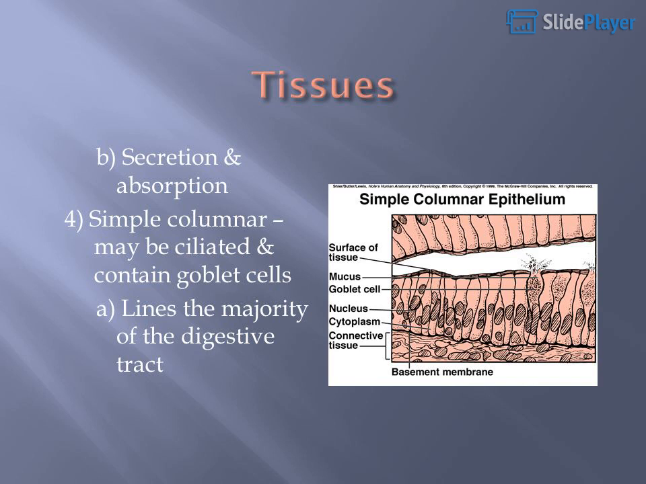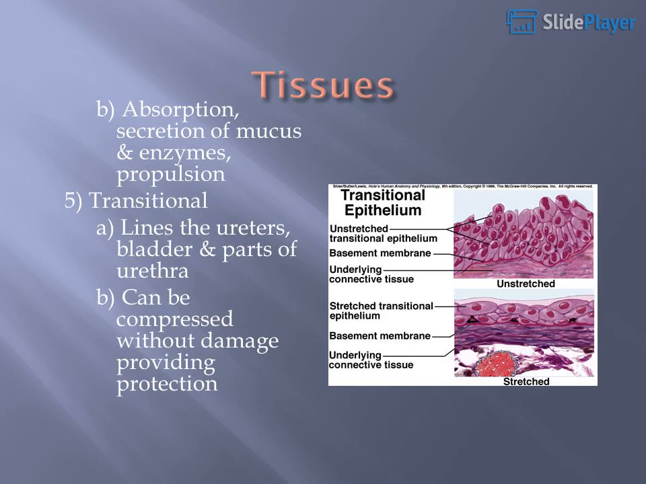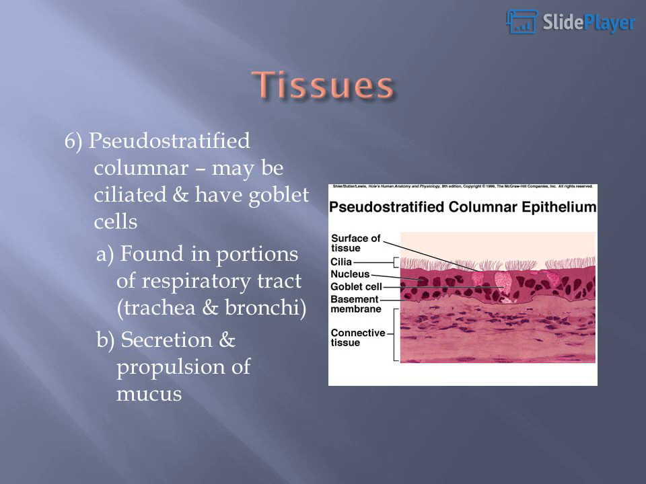4. Simple columnar, may be ciliated and contain goblet cells. A. Lines the majority of the digestive tract. B. Absorption, secretion of mucus and enzymes, propulsion. 5. Transitional. A. Lines the ureters, bladder and parts of urethra. B. Can be compressed without damage, providing protection. 6. Pseudostratified columnar, may be ciliated and have goblet cells. A. Found in portions of respiratory tract, trachea and bronchi. B. Secretion and propulsion of mucus.